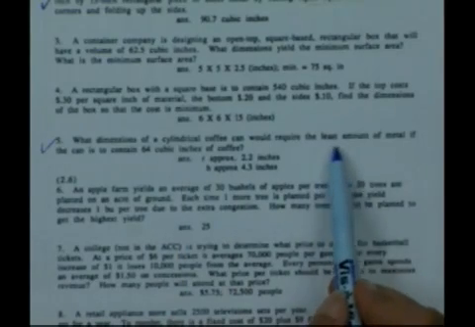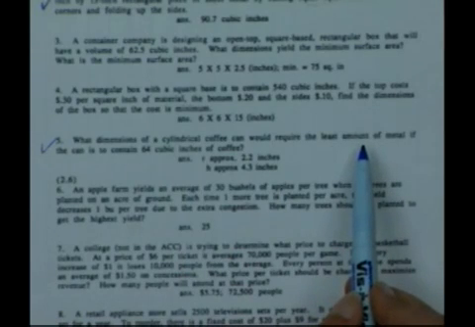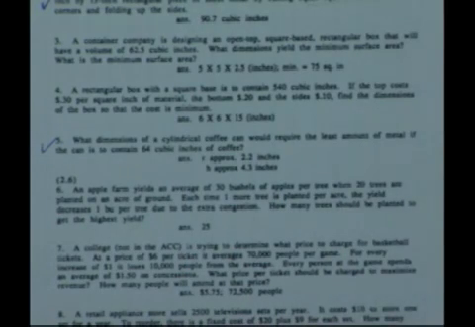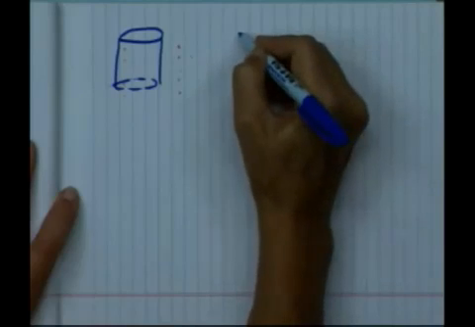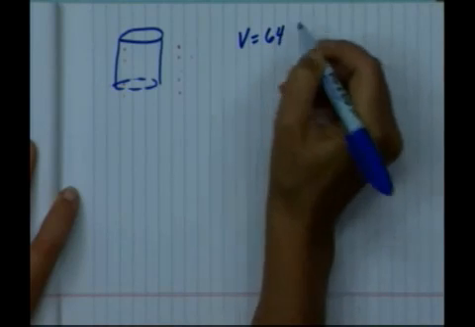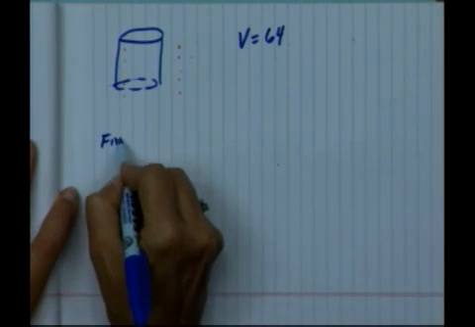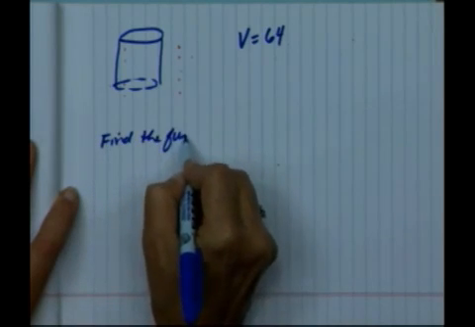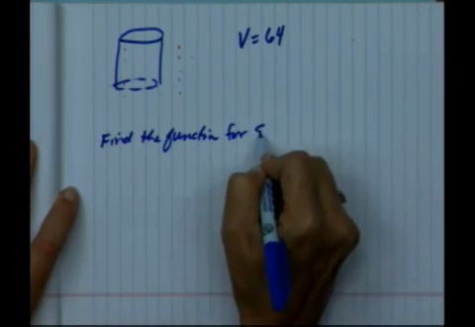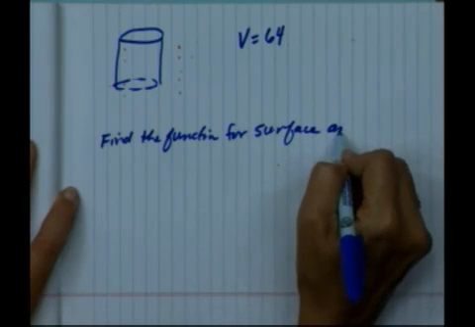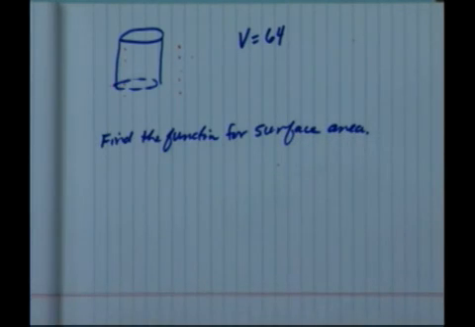All right, so everybody got it? We've got a can. It can only hold 64 cubic inches. And we're going to write a function for surface area in terms of one variable. All right, so let me see if I can put some information up here. We've got a can. It says the can is to hold 64 cubic inches of coffee. And we're supposed to find the function for surface area, because that's the amount of material it takes to build your can.